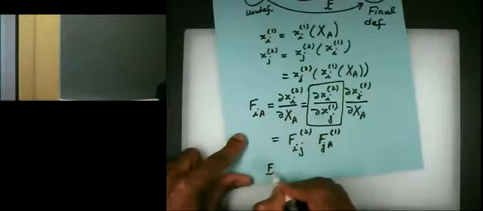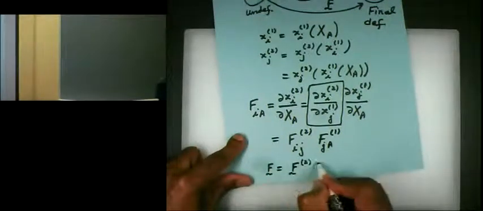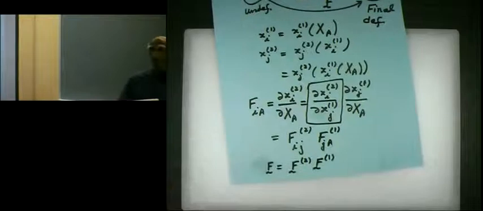So the total F then is F2 multiplying F1. So it's multiplication, not addition. The deformation gradients are multiplied rather than added to get the total deformation. You cannot multiply C or B. Only deformation gradients are multiplied, not C's and B's.